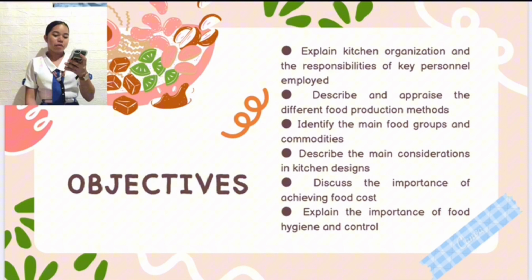We have here the objectives. First is to explain kitchen organization and the responsibilities of key personnel employed. The second one is to describe and appraise the different food production methods. The third one is to identify the main food groups and commodities. The fourth one is to describe the main considerations in kitchen designs. The fifth one is to discuss the importance of achieving food cost. And the last one is to explain the importance of food hygiene and control.